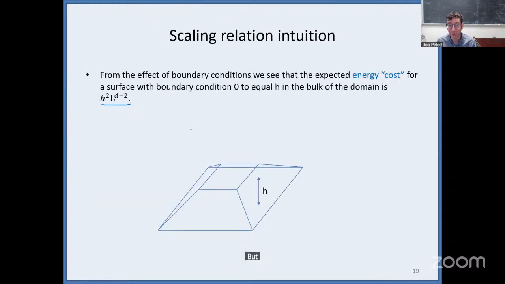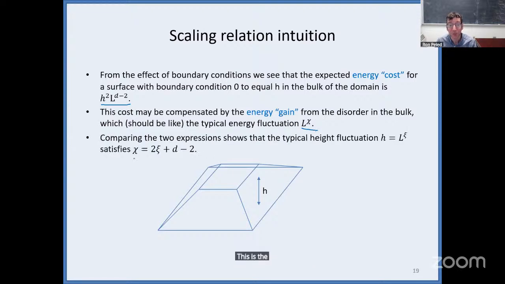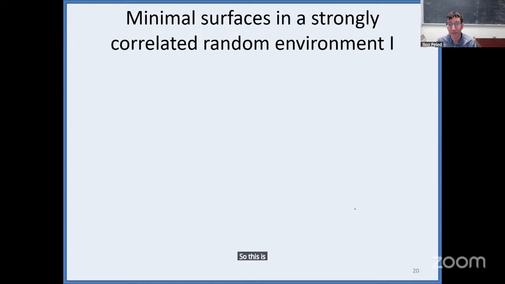But in any case, we know how much it needs to pay to go to this height, and this should be somehow compensated by the disorder on this height, which should be L to the chi. This is the motivation why the scaling relation holds. It's not a proof. And I think Barbara will say more about actual proofs here. So this is an intuition.